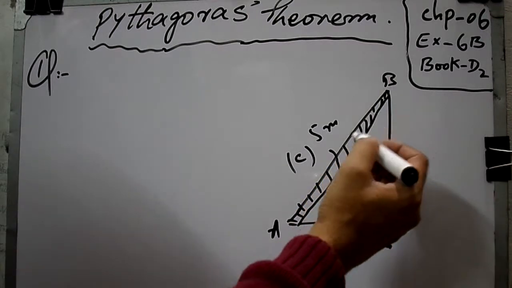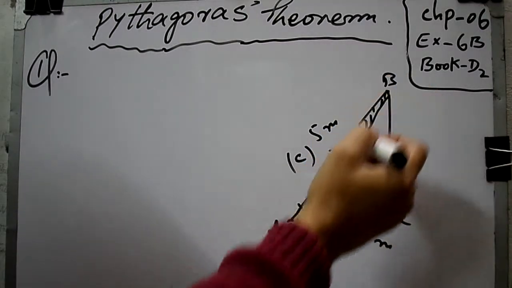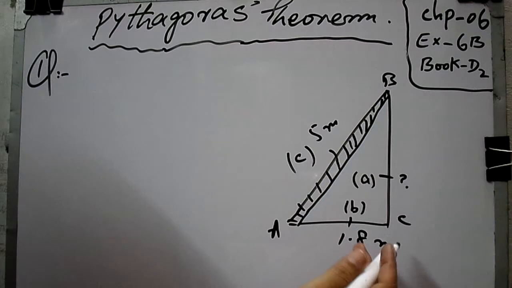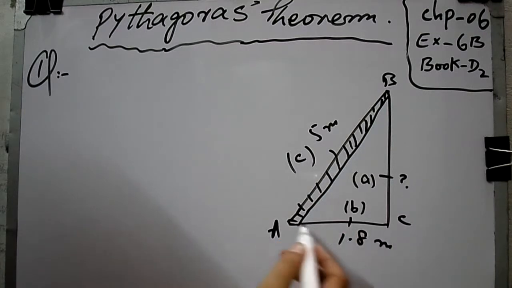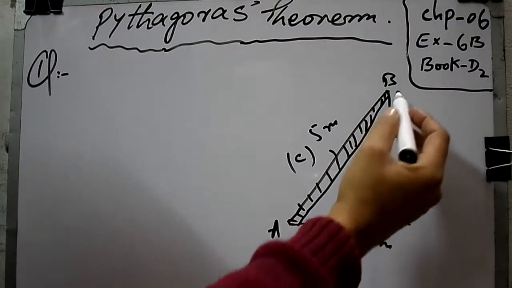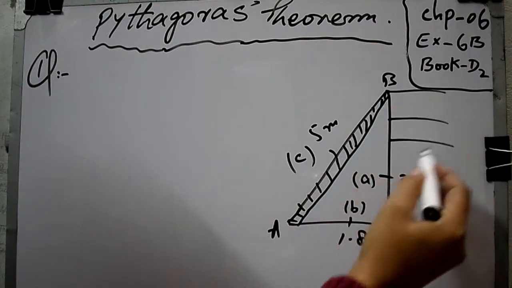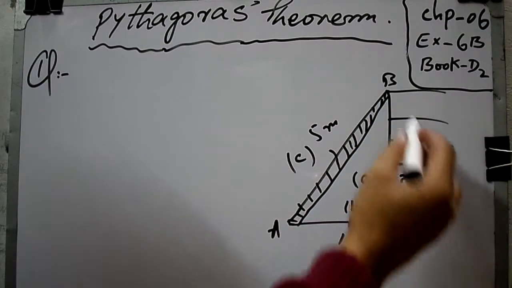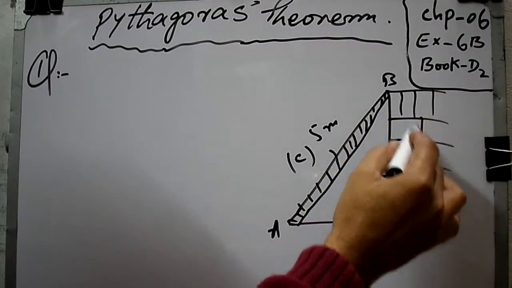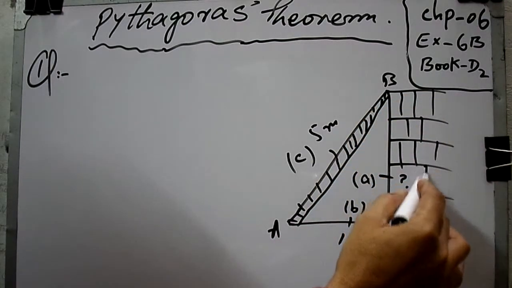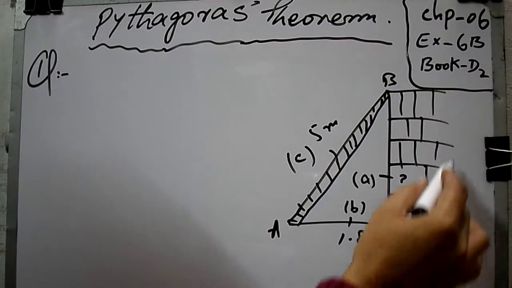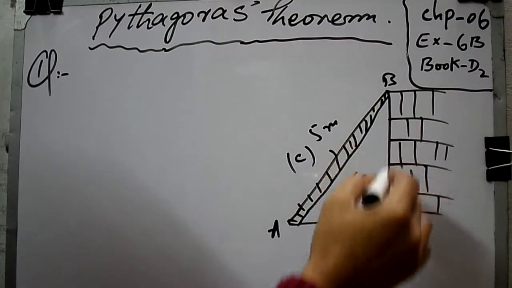So you can see that is your ladder, 5 meter long, and it is about 1.8 meter away from the wall. So that is your wall, for example. You can see here. So what is the height of the wall? The author of the question says what is the height of the wall. So it means we have to find its height or altitude.